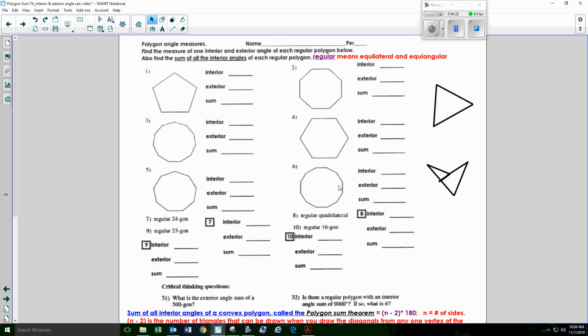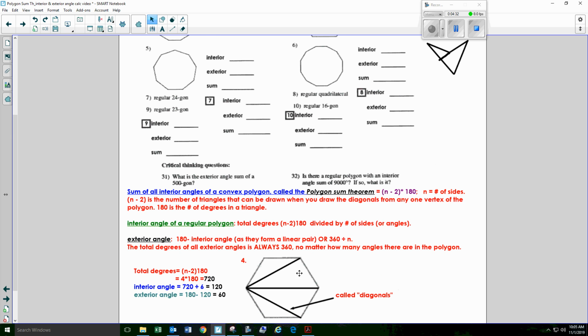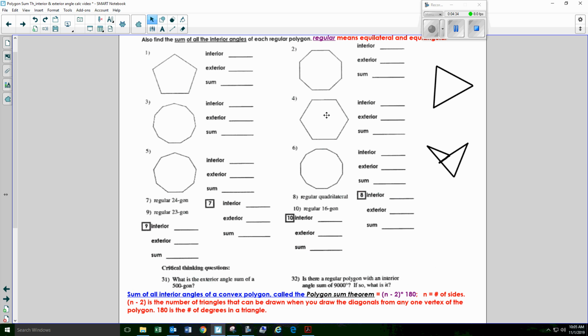All right, so we want to find the sum of all the interior angles. If we were to extend one of these sides, we're going to be doing number 4 down here. You can see I redrew it down here. Okay, that's the example I did in class. So we're going to find the sum of all these interior angles, and we're going to find what each one of these is exactly.